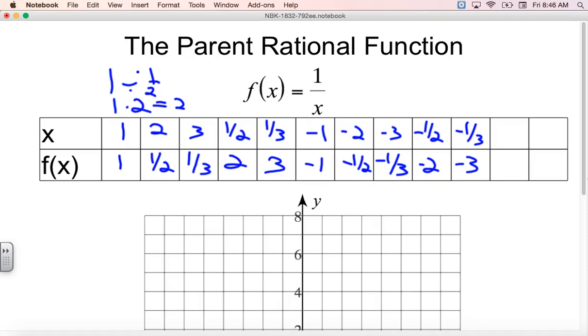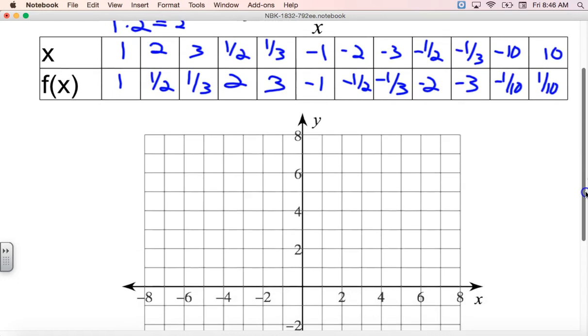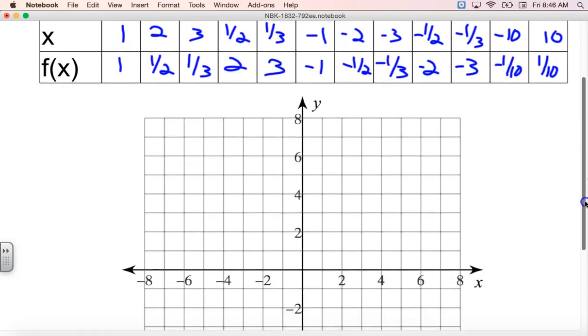Let's plug in something a little bit bigger. Maybe let's plug in like -10. That would be -1/10, and plug in +10. So it'd be +1/10. Okay, so let's graph these now and see what the graph's going to look like.